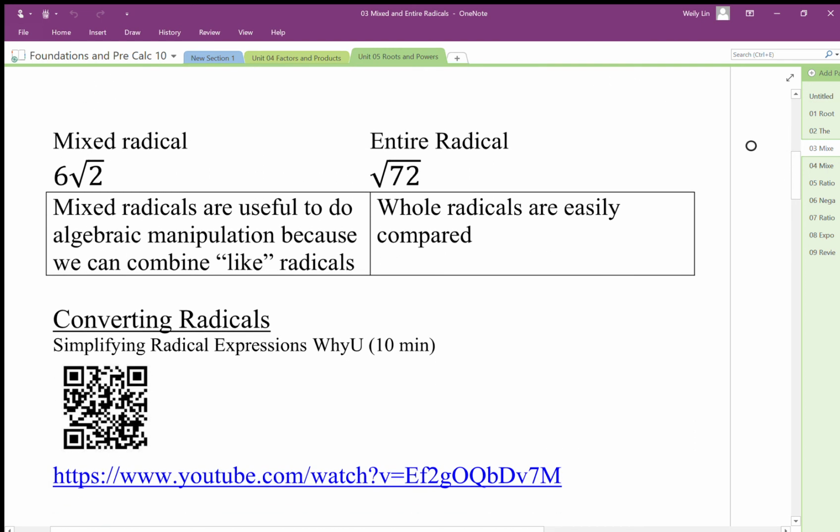So we want to be able to convert radicals from their entire form to their mixed form, and we're going to have a process for doing this. I want you to watch this video, so go to the link of this video, and it will give you an idea of how we can convert radicals from entire radicals to mixed radicals, and vice versa.